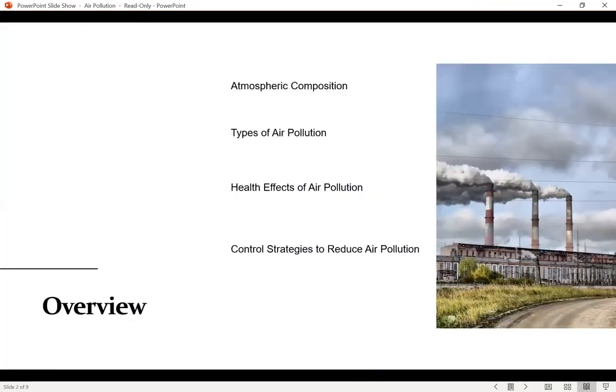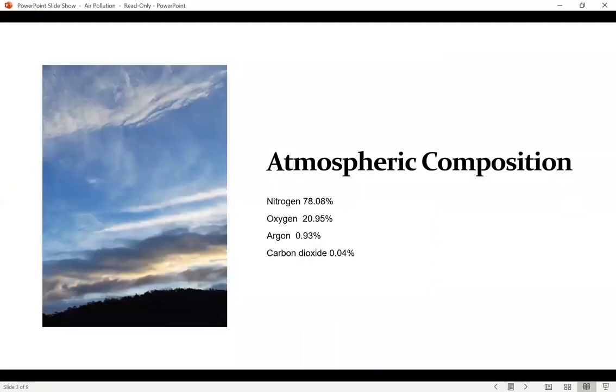I'm going to be talking to you about air pollution. There are four major components, which are atmospheric composition, types of air pollution, health effects of air pollution, and control strategies to reduce air pollution. The next slide is atmospheric composition. In the atmosphere, nitrogen accounts for 78%, 21% is oxygen, and argon 0.9%. Gases like carbon dioxide, nitrous oxides, methane, and ozone are trace gases that account for about 0.1% of the atmosphere.